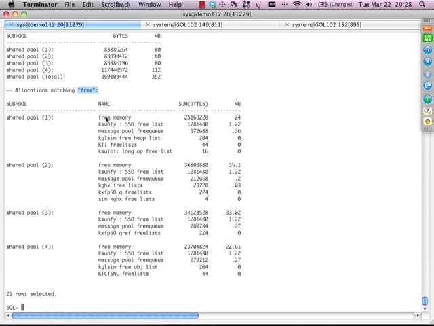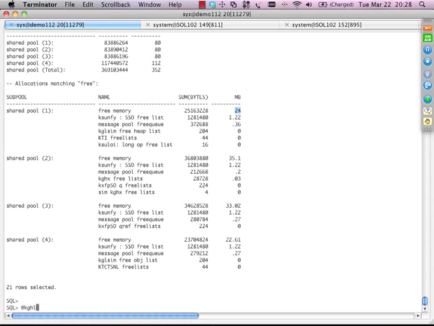And as I search for free, now I see how this space has been broken down. And I see that this pool has 24 megs of free space. This has 35, 33, and so on. So we don't see too bad an imbalance from here. But on the other hand, we don't know how fragmented this free memory is. Perhaps one pool has better fragmentation, the other one has worse. But anyway, with multiple subpools, it is possible to see this info.